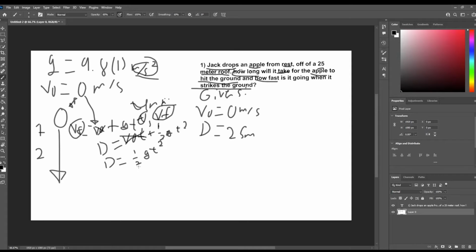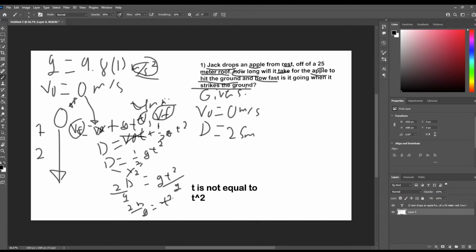How do we get t by itself? First off, we're going to times both sides by 2, and that would be 2d equals gt squared. Now that we removed that 1/2 from the equation, we could divide by g just to make life easy. So now we have 2d over g equals t squared.